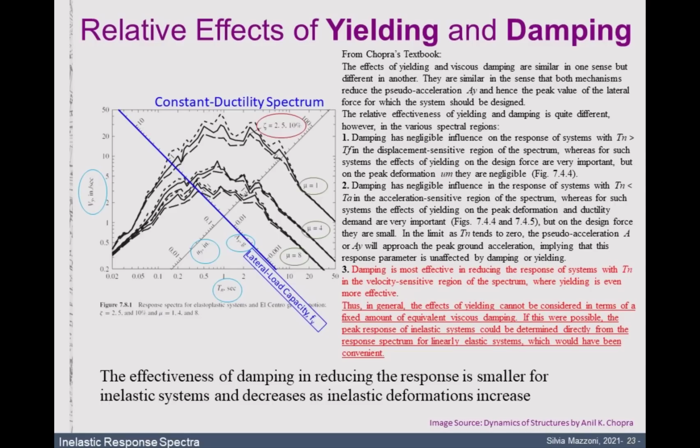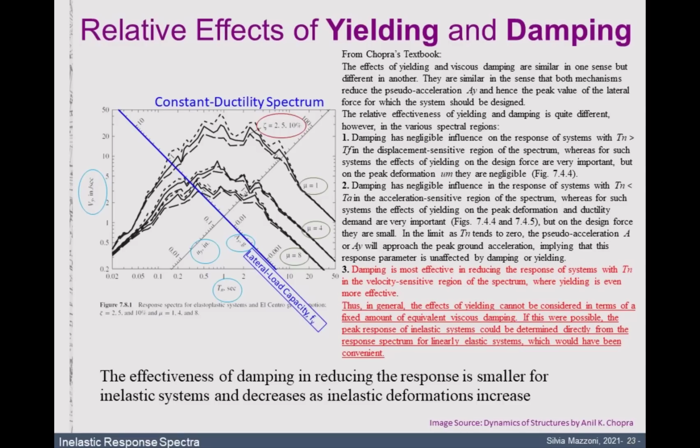The other thing to keep in mind is the effects of damping and yielding. Again, this comes from Chopra, and it's something to think about when you're building your model, what damping ratio you're going to use. When we have an elastic system, we put in 5% damping, which is also meant to represent energy dissipation. And so when you're modeling the yielding explicitly, then the recommendation is to drop your damping ratio.